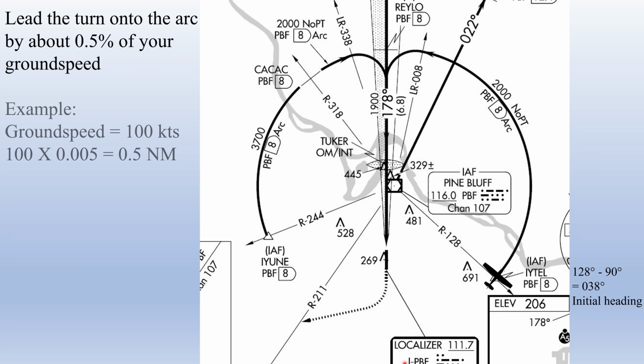For example, if you have a ground speed of 100 knots, 100 times 0.005 equals 0.5. So you want to start your turn onto the arc 0.5 nautical miles before you reach the arc. So if we're coming from this direction here, flying away from the VOR, when we get to 7.5 DME, we want to start that turn from 128 out to 038. If we're coming this direction and we're flying towards the VOR, we want to start it at about 8.5 since we'll be beyond 8 as we're tracking inbound towards the arc.